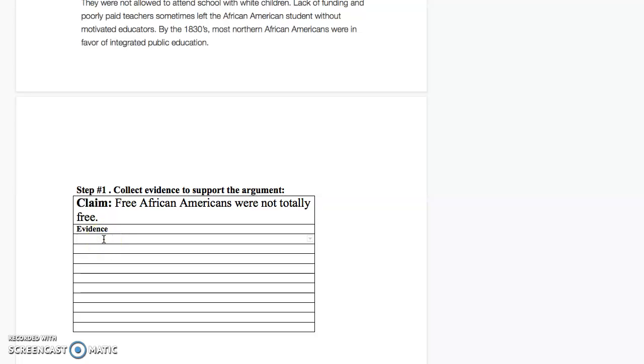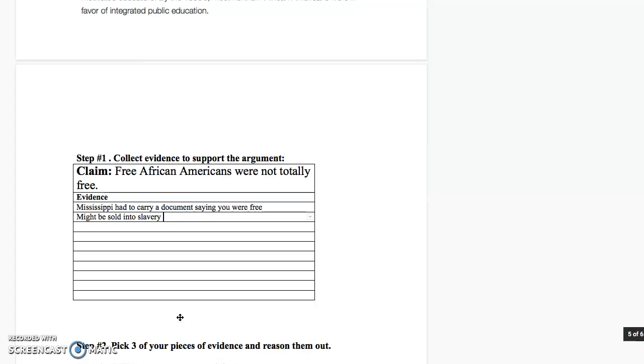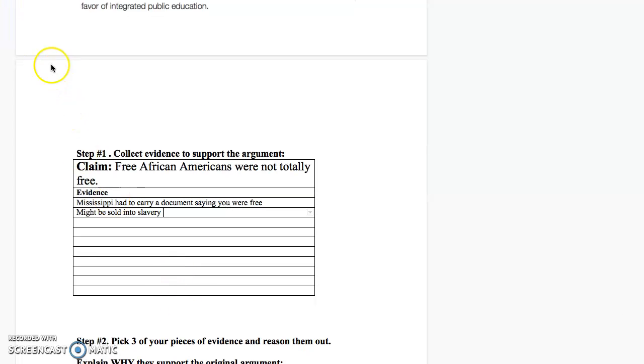Okay, so in Mississippi, remember my claim is African Americans were not totally free. Mississippi, ooh, can't spell. You had to carry a document saying you were free. Okay, I would say you're not a truly free person if you have to carry around and tell people it all the time. And then the other thing, there was a threat that they might be sold into slavery. That would mean they were not free because you're constantly worried about if you're going to be sold into slavery or not. So you need to find 8 more pieces of evidence from the snippets and write them in the boxes. And that's it. So let me know if you have any questions, and have a great day.